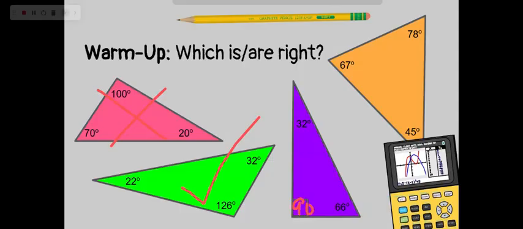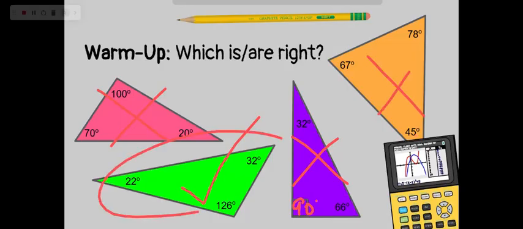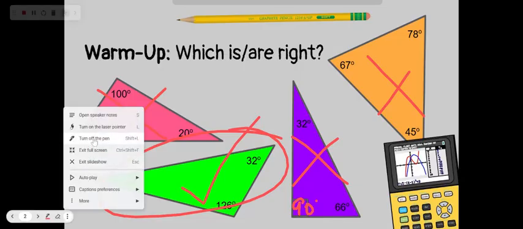Good, that's good. Okay, the purple one, when I add 32 plus 66 plus this little box, remember this little box means 90 degrees, when I add them all up, I get 188, so that's too much. And then for the orange triangle, I add 78 plus 67 plus 45. In my calculator, I get 190, so that's no. So the green one is the only triangle that actually works out.